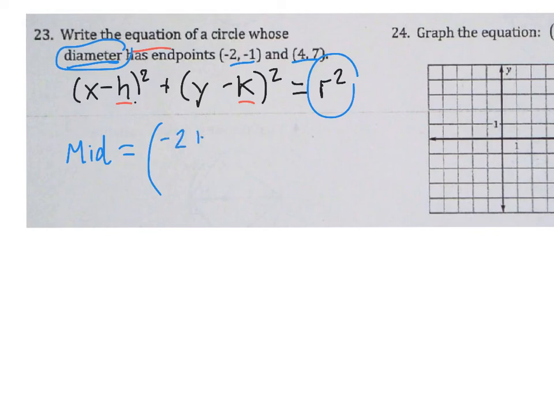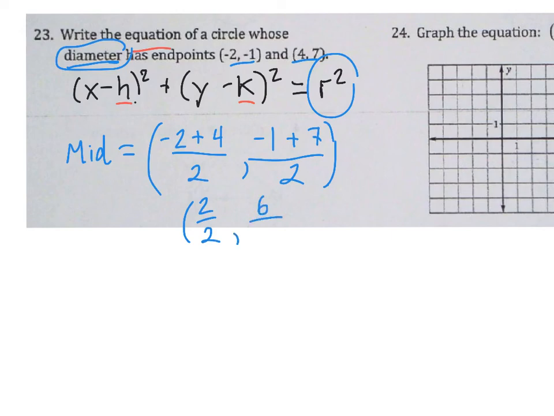So if you remember, you're going to do x1 plus x2 divided by 2, and y1 plus y2 divided by 2. So I'm essentially just taking the average of my x's and my y's. So I'm going to end up with 2 divided by 2, and I'm going to end up with 6 divided by 2, which just gives me 1, 3 for my center.